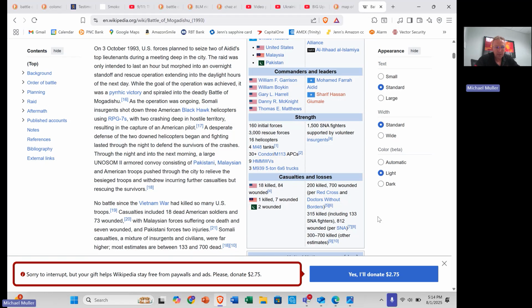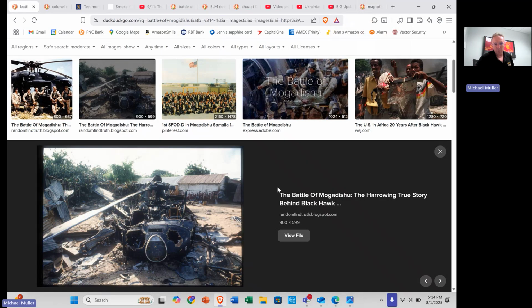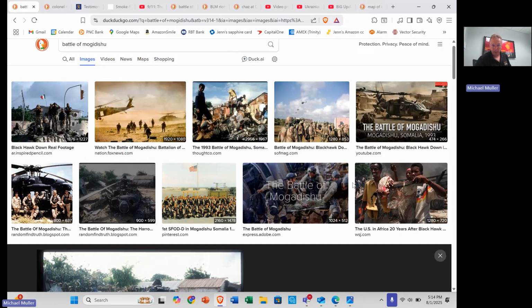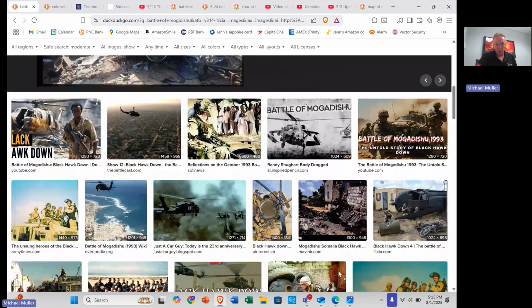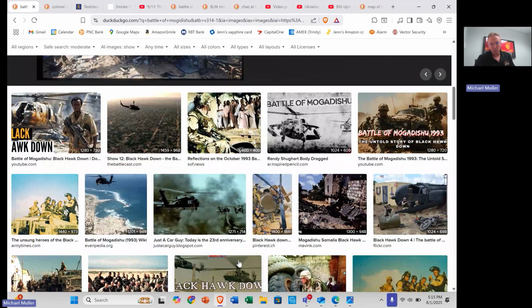I would tell you it's actually significantly higher than that. It's in the thousands. But they shoot down a couple of Black Hawk helicopters with RPGs, which is quite difficult to do, actually. They bring them down, and that forces the special forces to go into the city and stay there. There were Rangers, there was Delta Force, and then there were other Rangers, and then UN forces that came in and finally rescued him.